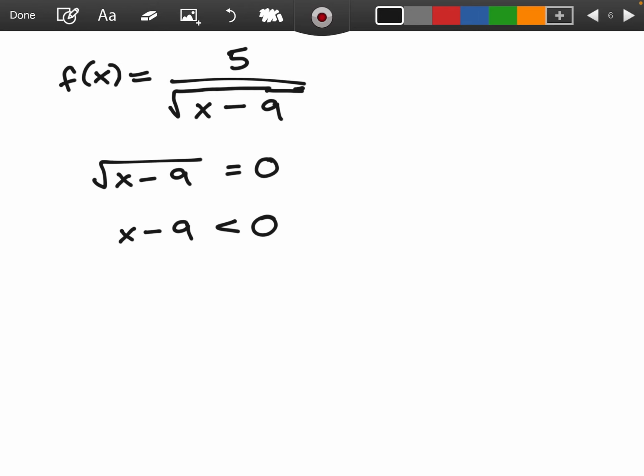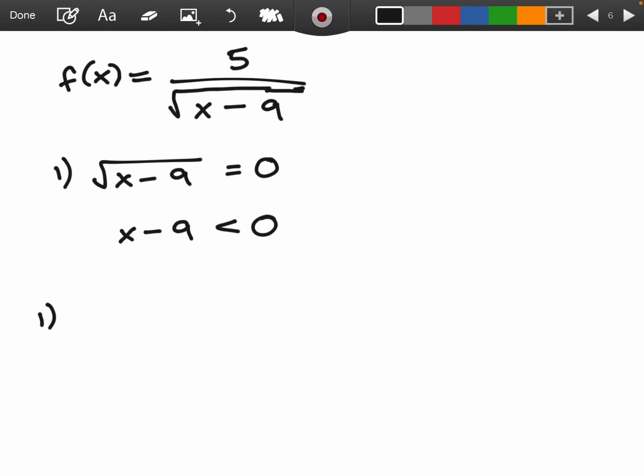So I need to look at where is the denominator of my fraction equal to 0. And where is the value under my square root less than 0? Where is it a negative, or where if I square root it, I'm going to end up with complex numbers and not real numbers, which I don't want to deal with. Okay. So let's first deal with the first thing.